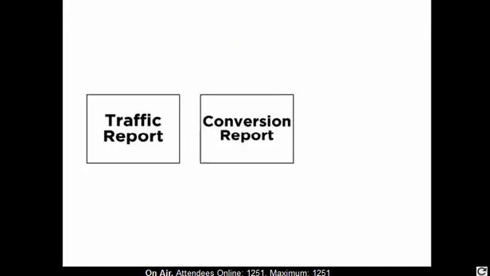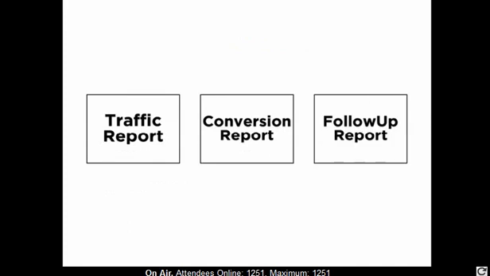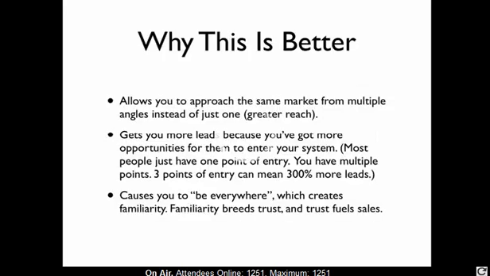So let's say we've created our traffic report, right? And we've created the conversion report, and we've created our follow-up report. So instead of sending people to one thing, we're now sending people to 3 different lead magnets. Now, why is this better besides common sense? Well, first of all, it allows you to approach the same market from multiple angles instead of just one. That means you have greater reach, right?